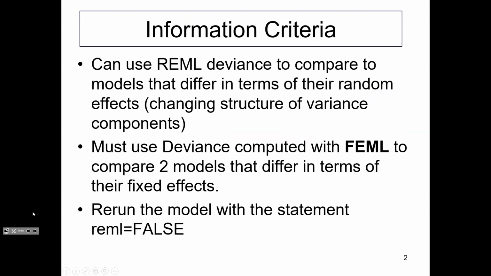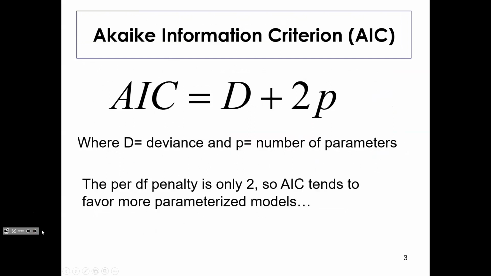So the first thing is just to remind ourselves of REML versus FIML, which is super important when we're talking about model fit. And now let's talk about a couple of different information criteria that are commonly used. The first is what's called the Akaike information criterion, and it's really designed to be predictive, to help us pick the most predictive model.